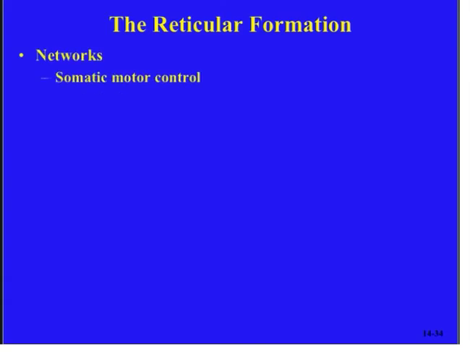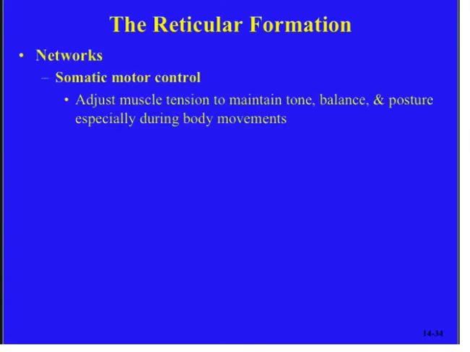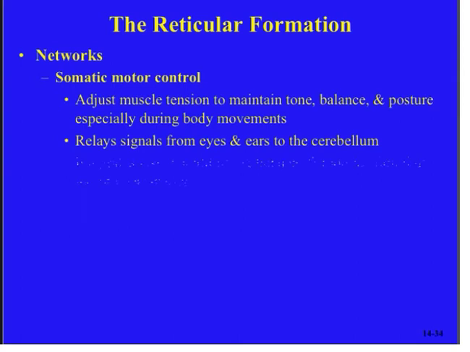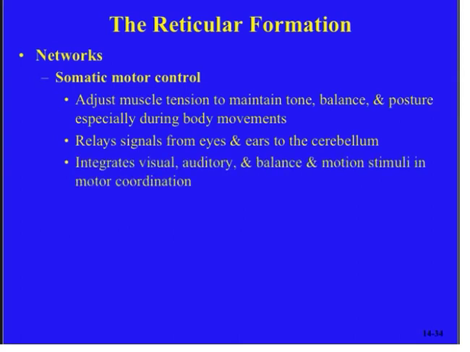These networks govern somatic motor control. They adjust muscle tension to maintain tone, balance, and posture, especially during body movement. They relay signals from the eyes and the ears to the cerebellum. They integrate visual, auditory, and balance, as well as motion stimuli in motor coordination.